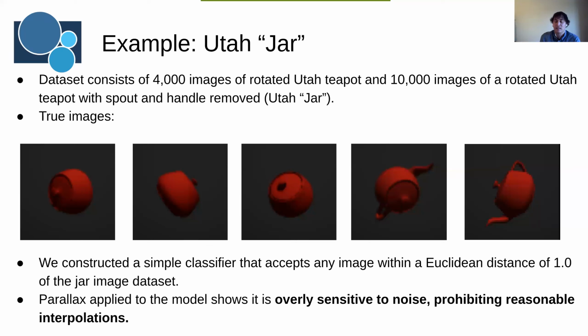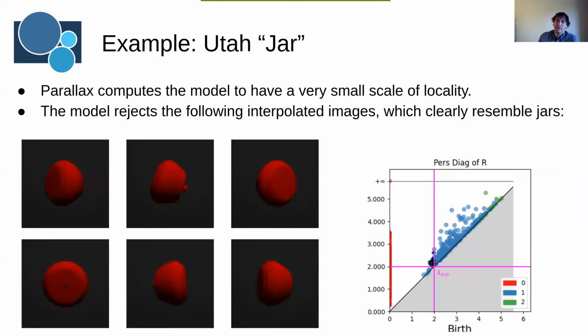And now we construct a classifier which just tells you, is this a jar or not? Again, you should be thinking of the winky face data set. You have an in class and an out class. We train a classifier to 100% accuracy. Is it a jar or is it not a jar? And what Parallax finds is that for that model, its lambda low value, the length scale at which you are allowed to interpolate, is extremely low.